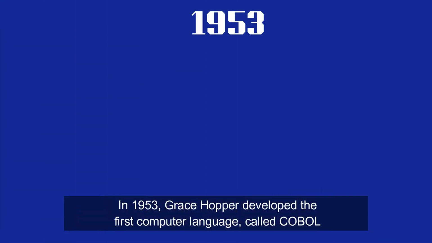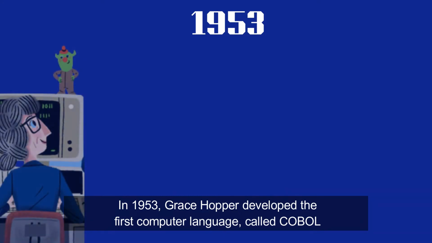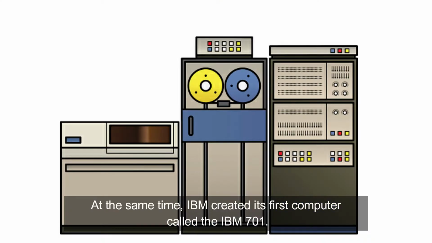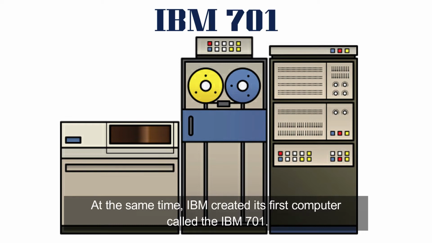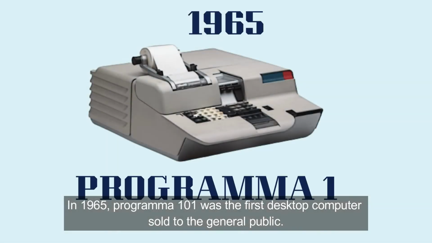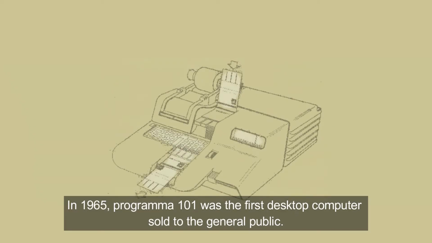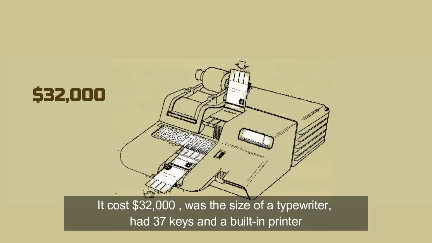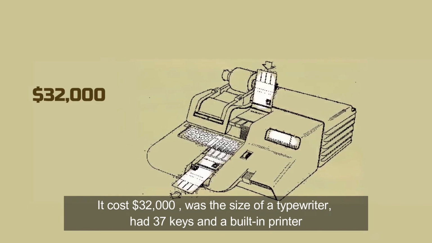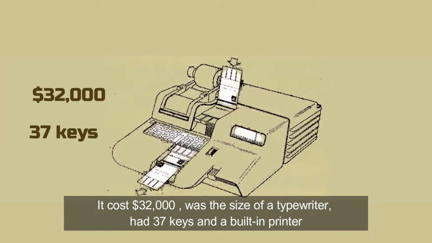In 1953, Grace Hopper developed the first computer language called COBOL. At the same time, IBM created its first computer called the IBM 701. In 1965, Programma 101 was the first desktop computer sold to the general public. It cost $32,000, was the size of a typewriter, had 37 keys, and a built-in printer.